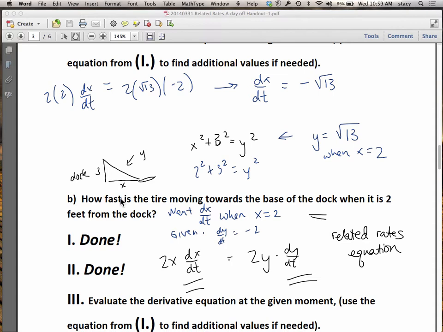Okay, so think about the context. So the context is the tire is moving towards the dock. Okay, that means, however, that x itself is getting smaller. It's decreasing. Okay, so that's that negative. Beautiful. Question?